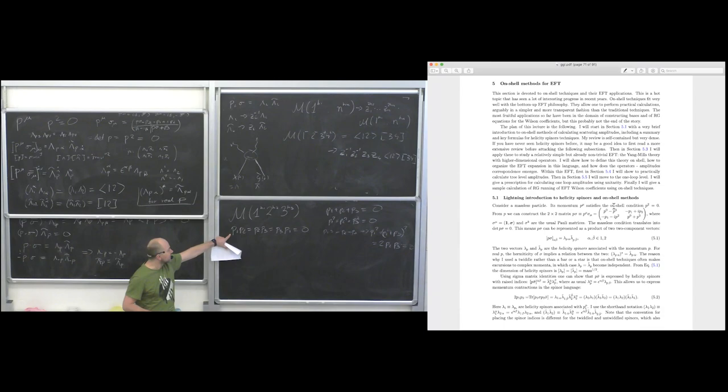But in the language of spinors, this becomes less trivial, because now it means that lambda_j lambda_k, maybe let me just write it like this, <jk> times [jk] is equal to zero, where j, k are 1, 2, 3.